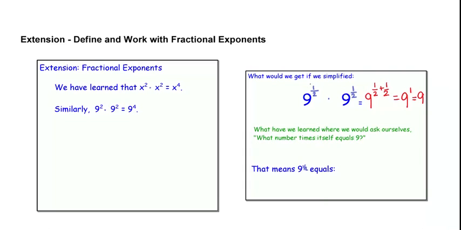So what this is really saying is if we have 9 to the 1/2 power and we multiply it by itself, we get 9. Well, we've learned something where we say what number times itself equals a number. In this case, what number times itself equals 9. And hopefully you're thinking to yourself, hey, that's the same thing as a square root. So that really means that 9 to the 1/2 power really equals the square root of 9, which equals 3.